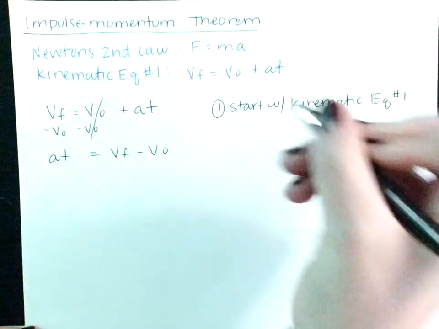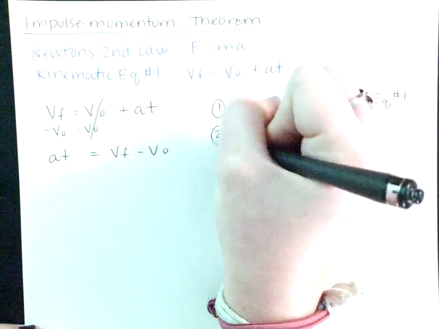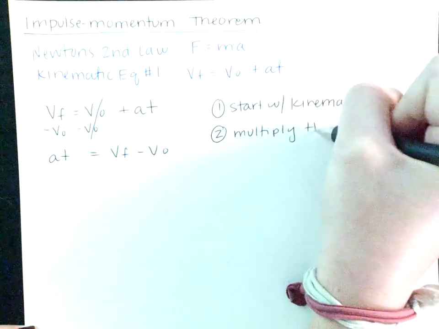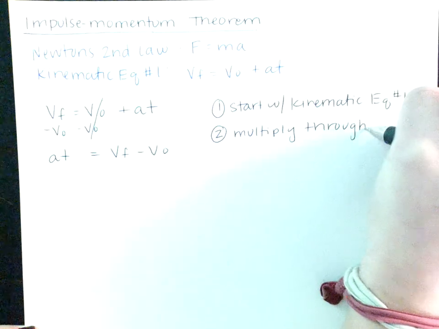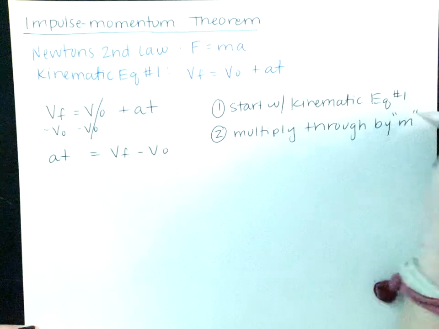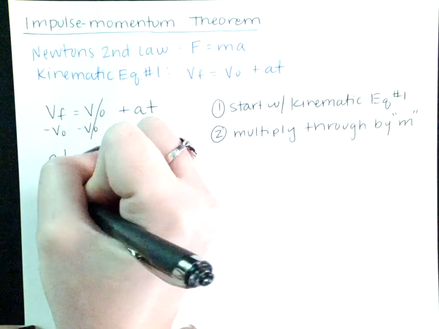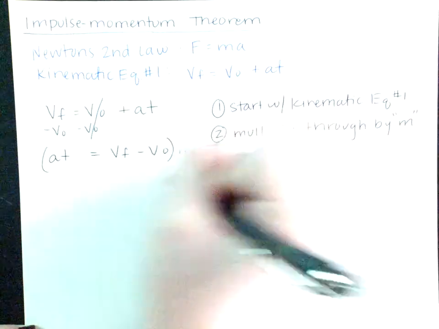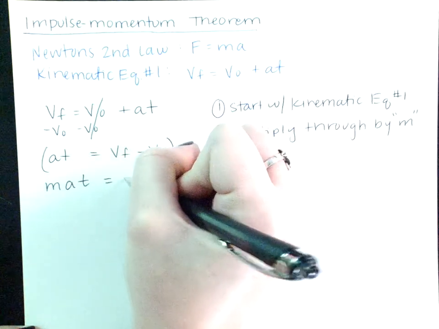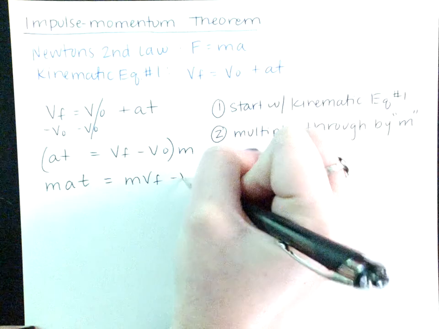The second step is that we're going to multiply through by m, mass. So we'll multiply all factors in here by m. So we get m times acceleration times time equals m v final minus m v initial.